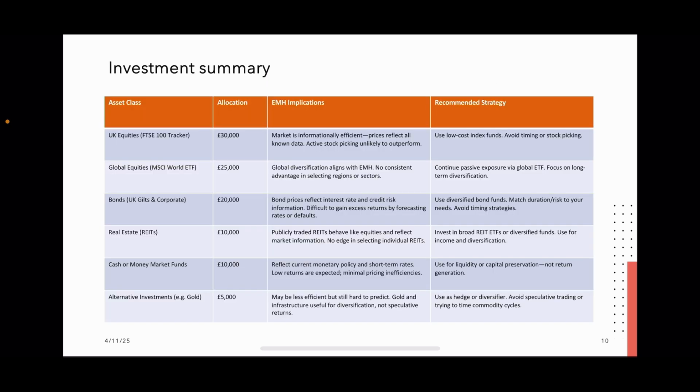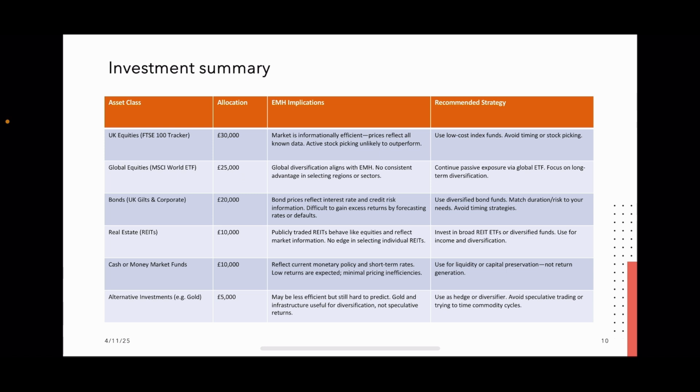Here is our investment summary and shows how the different asset classes have implications with the efficient market hypothesis and the recommended strategy as a result of this. First of all, UK equities. The market is informationally efficient, prices reflect all known data, and active stock picking is unlikely to outperform. Therefore, the recommended strategy is to use low-cost index funds, avoid timing or stock picking.